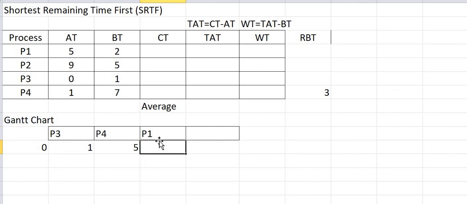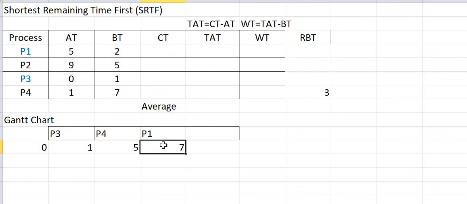Okay. So P1 enters. The next arrival time of a process is 9. So it has 4 milliseconds available, but it has only 2 milliseconds burst time. So from 5 to 7, it completes its execution. It is over. Now at the 7th millisecond, no process has arrived. P4 has remaining 3. P3 is entirely completed, so I am taking it out. P1 is also entirely completed, so I am taking it out.